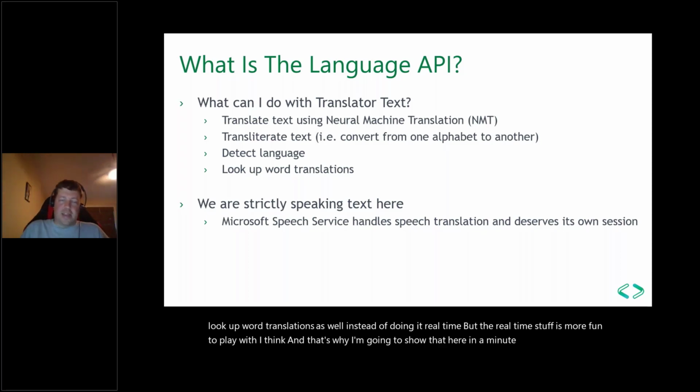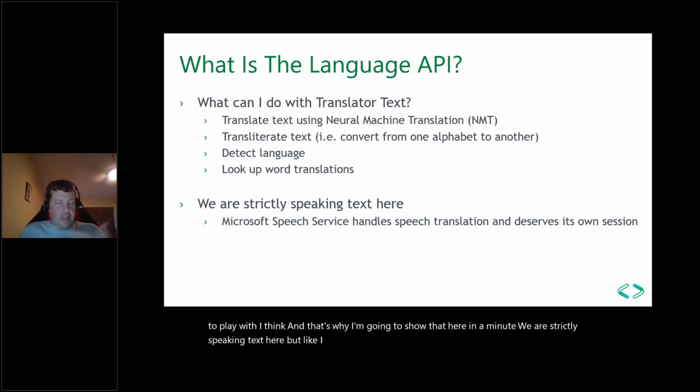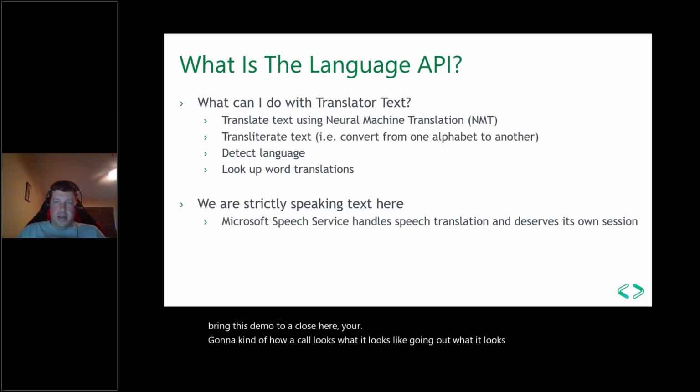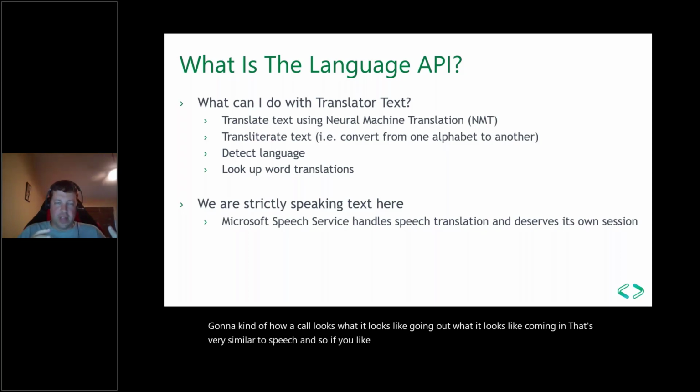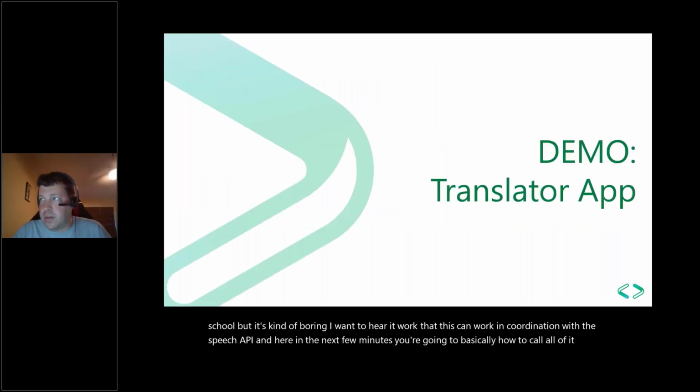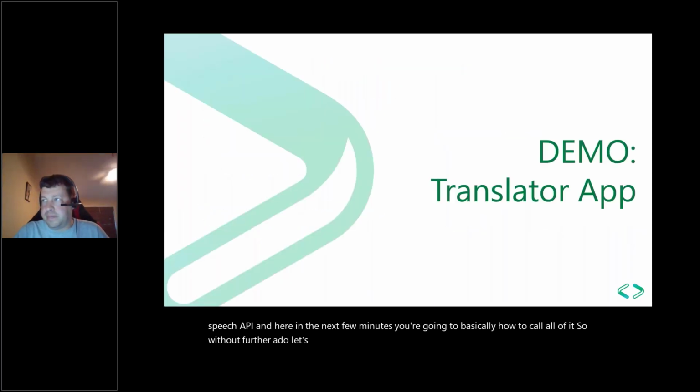We are strictly speaking text here, but like I mentioned earlier, all these APIs play well with each other. As I bring this demo to a close, you're going to see how a call looks, what it looks like going out, what it looks like coming in. That's very similar to speech. So if you want to translate speech, and you're like, well, text is cool, but it's kind of boring, I want to hear it work, this can work in coordination with the speech API. And in the next few minutes, you're going to know basically how to call all of it. So without further ado, let's jump into the demo.